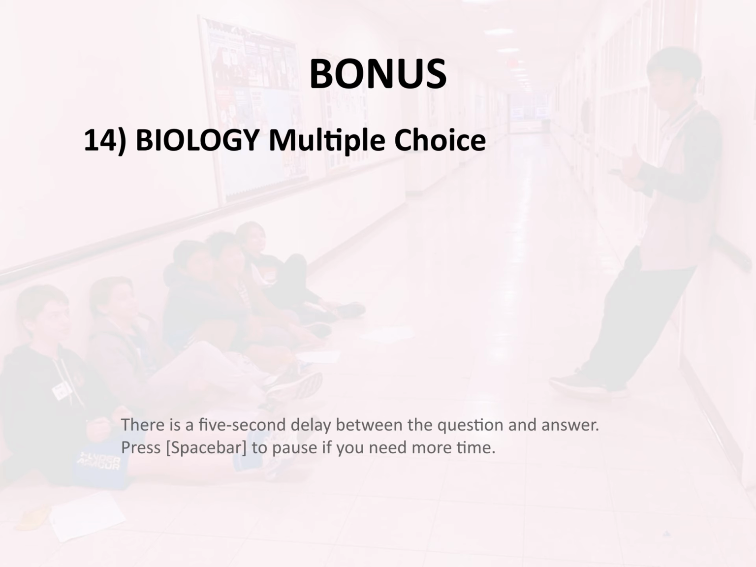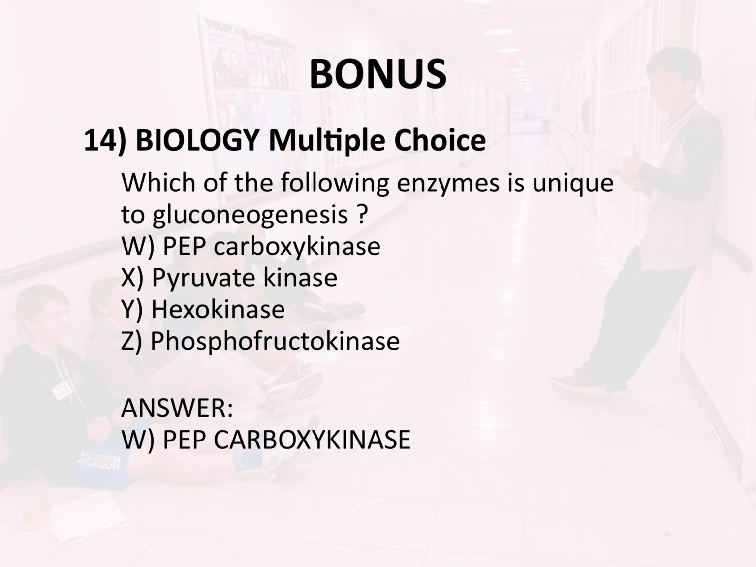Bonus 14. Biology. Multiple choice. Which of the following enzymes is unique to gluconeogenesis? W. PEP carboxykinase. X. Pyruvate kinase. Y. Hexokinase. Z. Phosphofructokinase. Answer: W. PEP carboxykinase.